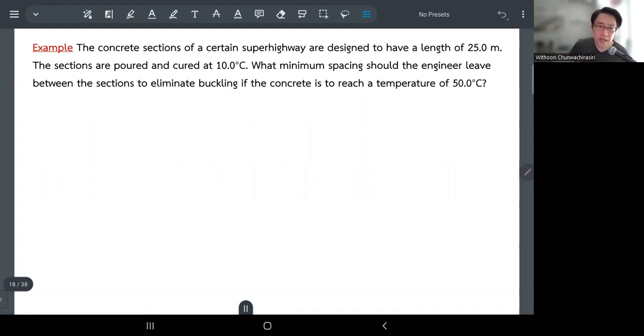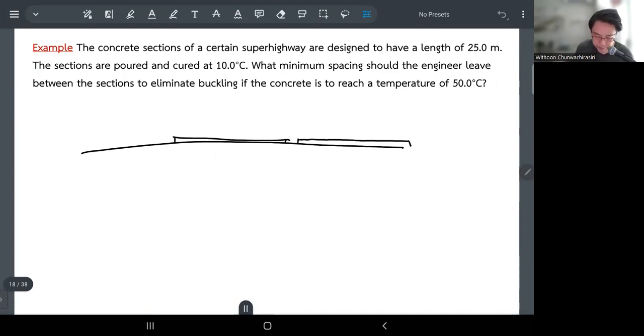You have the concrete sections of a certain superhighway, designed to have a length of 25 meters. So you have a concrete block on the road, and the sections are poured and cured at 10 degrees Celsius. What minimum spacing should the engineer leave between the sections to eliminate buckling if the concrete is to reach a temperature of 50 degrees at noon or so? So you're just going to lay down all the blocks here. It's not super straight, all right?